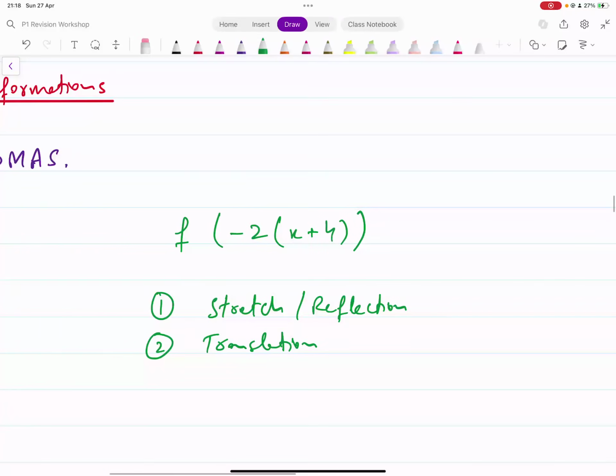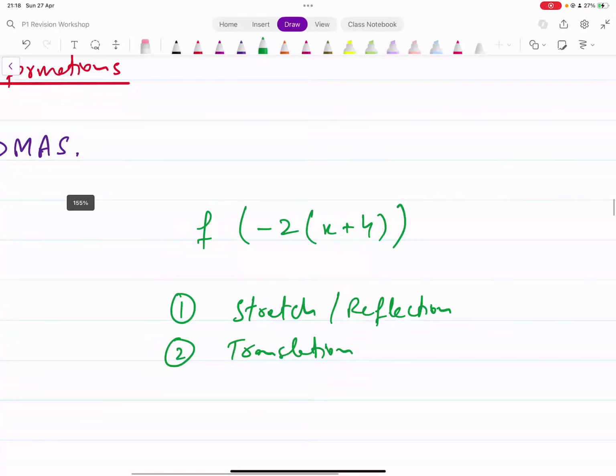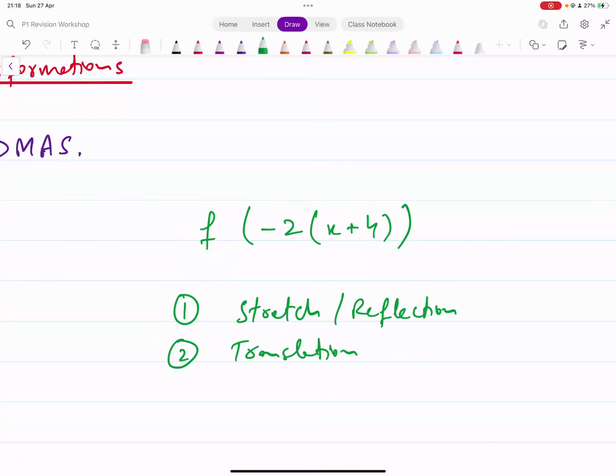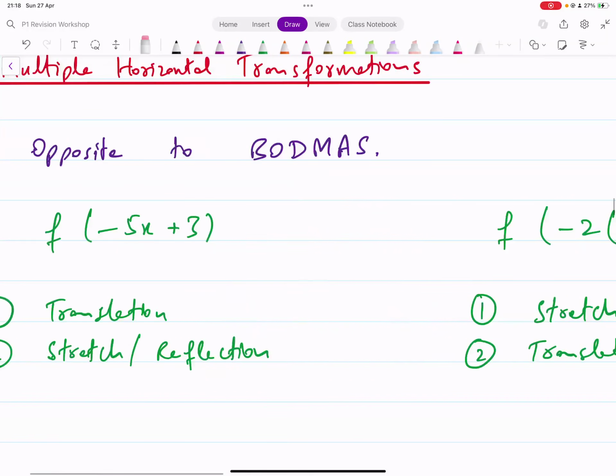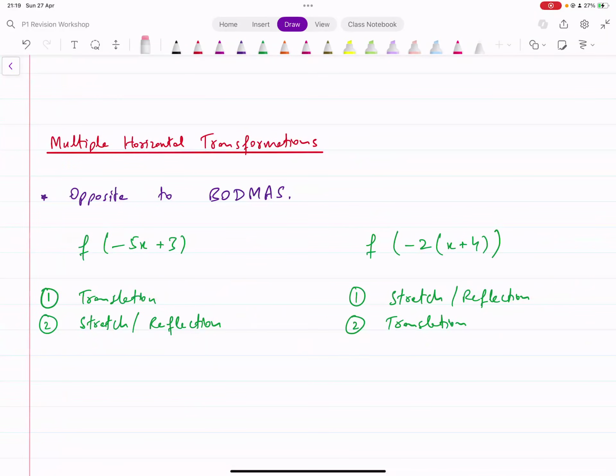So you have f of -2 into x plus 4. What do you do in this case? Again, this is horizontal transformation because something is happening inside the function. You're doing something to x. Now, what does BODMAS say? Because of this extra bracket, BODMAS says that you would do +4, and then you would multiply by -2, but this is horizontal transformation, you'll do the opposite of that. You'll say multiply by -2 first. That means do stretch reflection first and then do translation. So in horizontal transformations, you just have to do opposite to whatever BODMAS is.